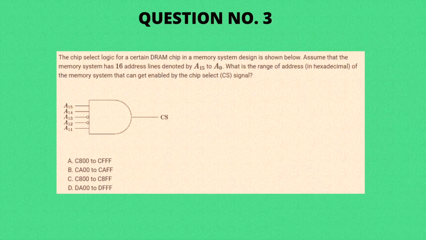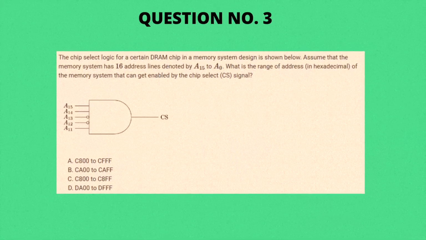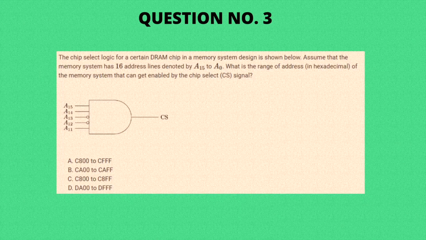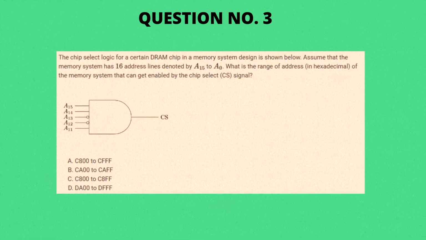Then coming to the last address, whose possible range in binary would be 11001 111, which will go up to A0. So the final last address would be CFFF. So the possible range of address would be C800 to CFFF. So the final answer in the question is option A, C800 to CFFF. Thank you.